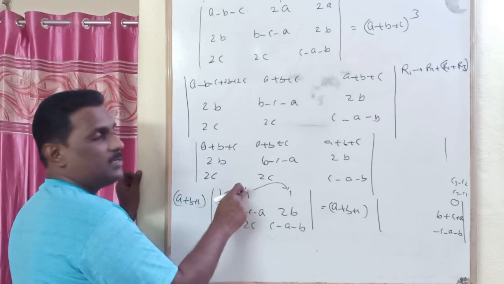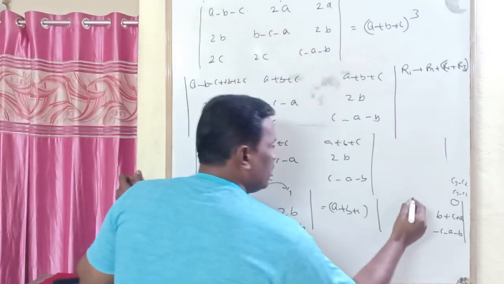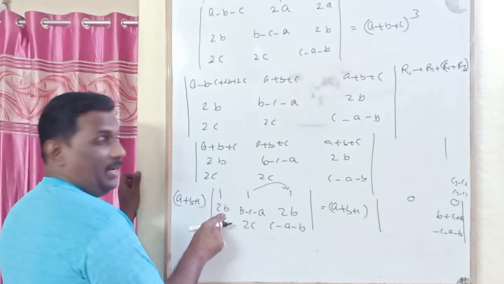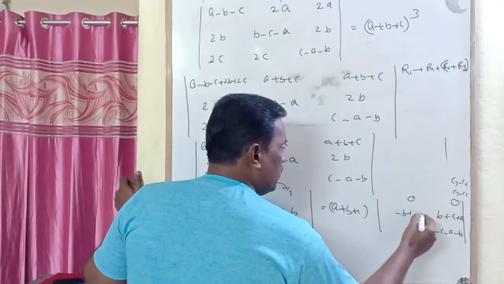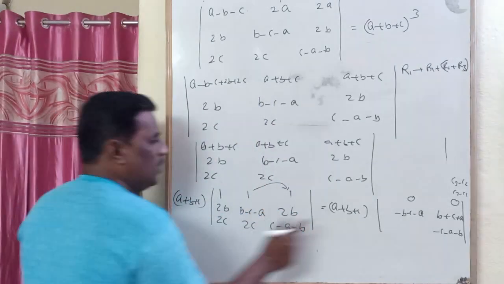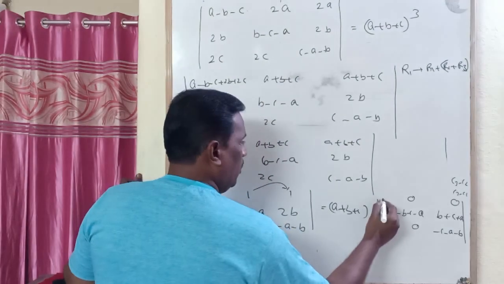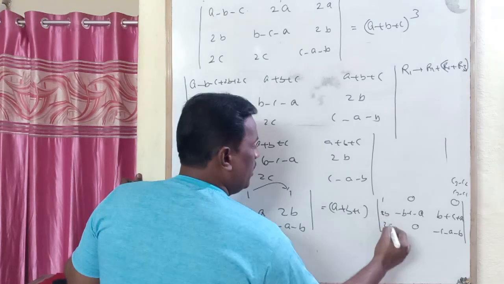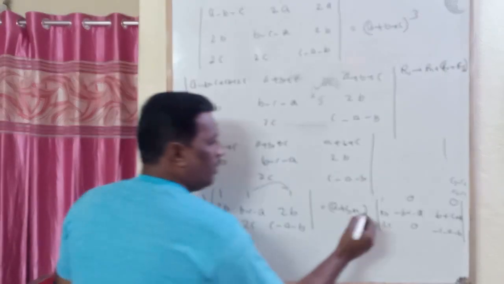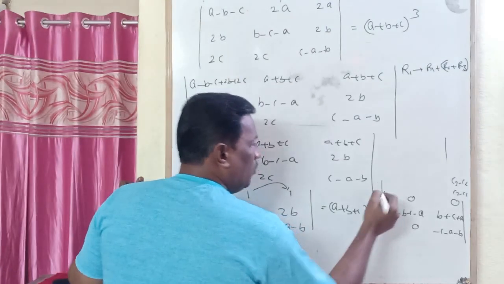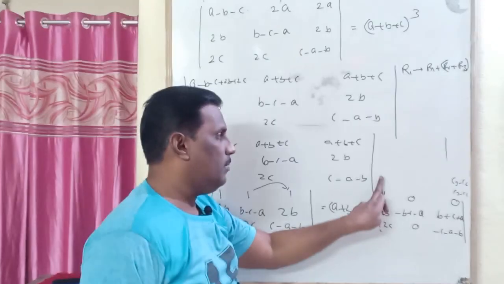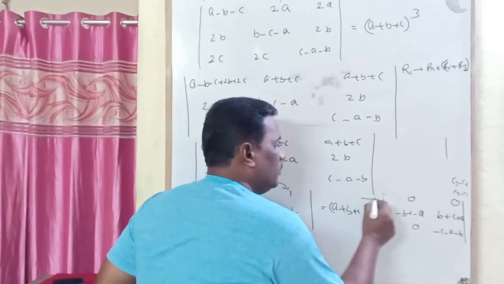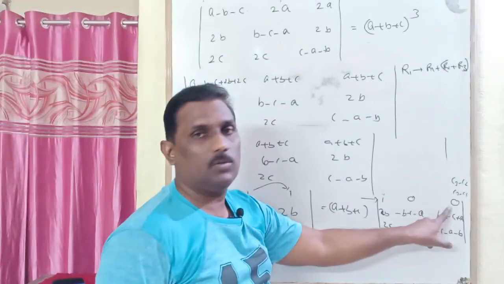Similarly, C2 minus C1. 1 minus 1, 0. This minus 2B. B is there, minus 2B will give minus B, minus C minus C. 2C minus 2C will give 0. 1, 2B, 2C. We can expand along the first column. No, not column, along the first row like this, 1 0 0.